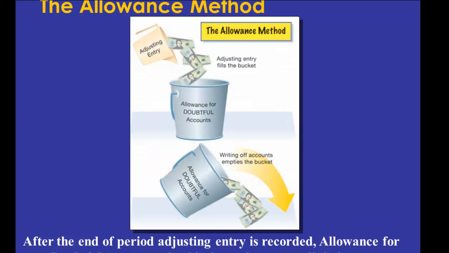I keep mentioning the bucket here. I keep saying we fill the allowance for doubtful accounts bucket. And then maybe this little illustration here, that's a snippet from a PowerPoint presentation, maybe this will help you understand it. So at the end of the accounting period, when we make that adjusting entry, a debit to bad debt expense and a credit to allowance for doubtful accounts, we fill this thing up. And then when we specifically write off the accounts receivable with a debit, that's going to empty it.